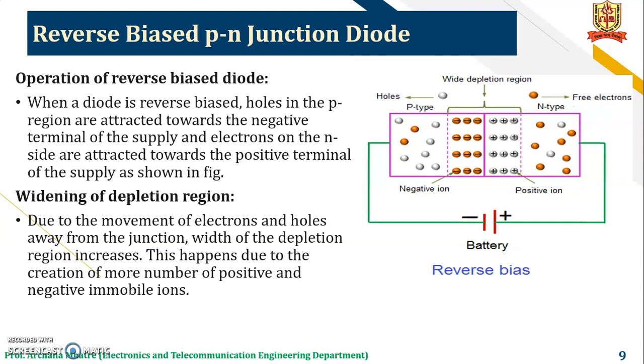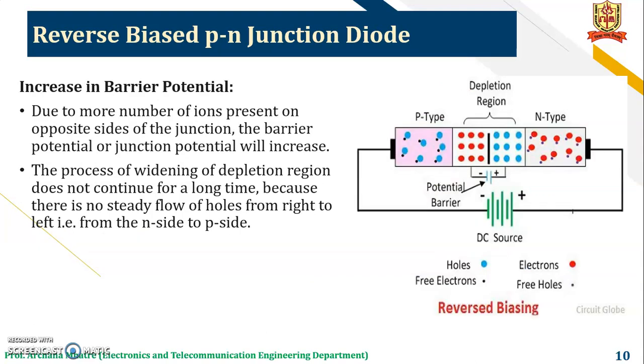Widening of depletion region. Due to the movement of electrons and holes away from the junction, the width of the depletion region increases. This happens due to the creation of more positive and negative immobile ions. Increase in barrier potential. Due to the larger number of ions present on opposite sides of the junction, the barrier potential or junction potential will increase.